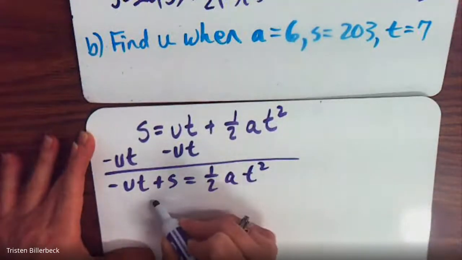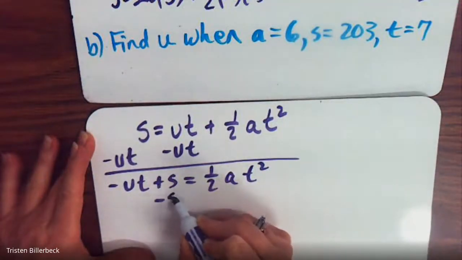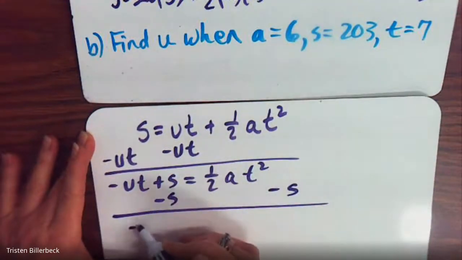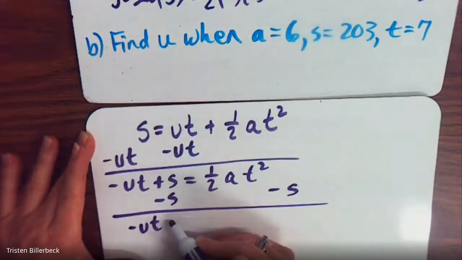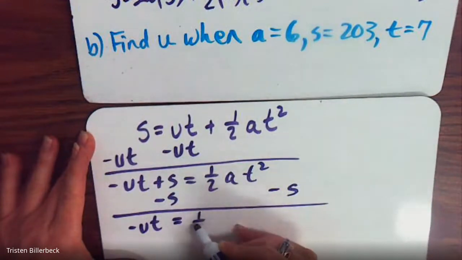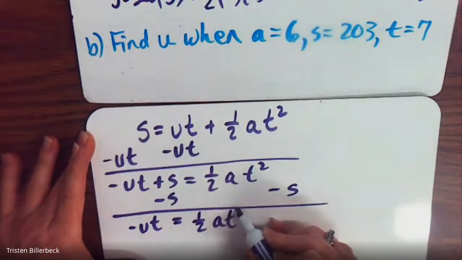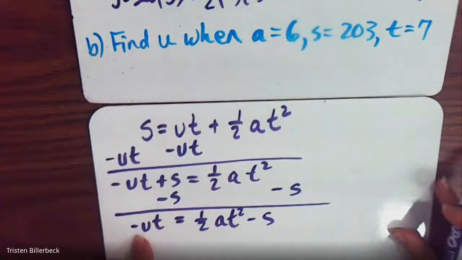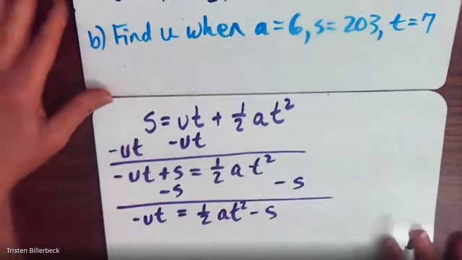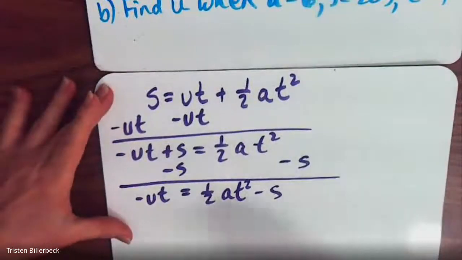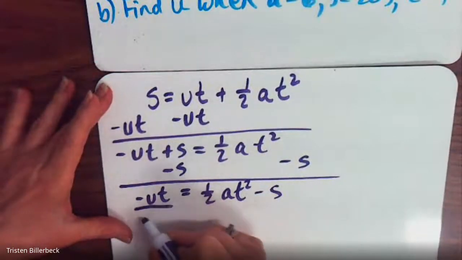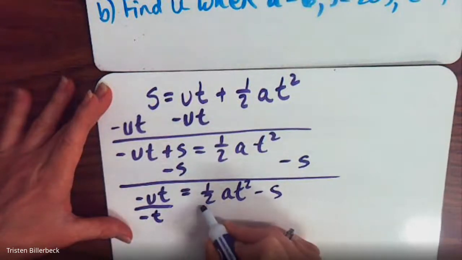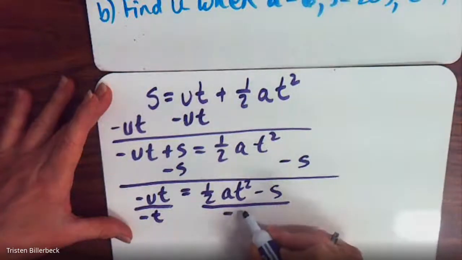Now we're going to use an additive inverse here. We have a plus S, so minus S is the additive inverse. And we have negative ut equals 1/2 at squared minus S. We don't have u by itself, and we have a negative t. So we need to use a multiplicative inverse now. We're going to multiply by negative t to get rid of the t and that negative sign at the same time, and we do that to the other side.